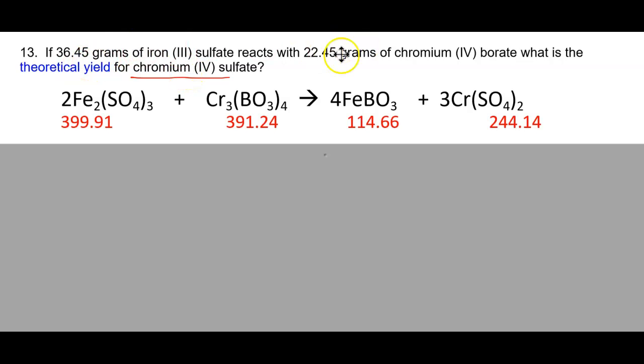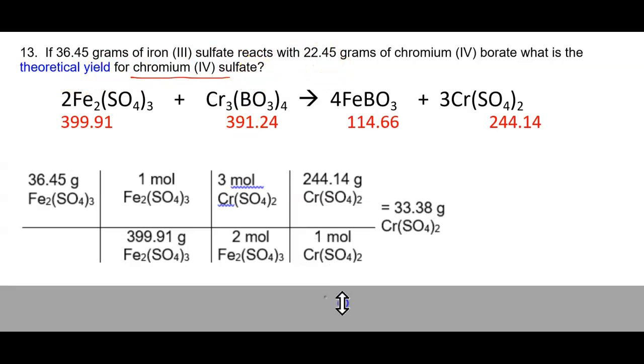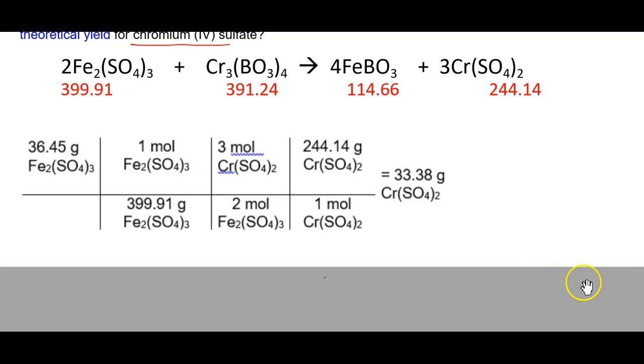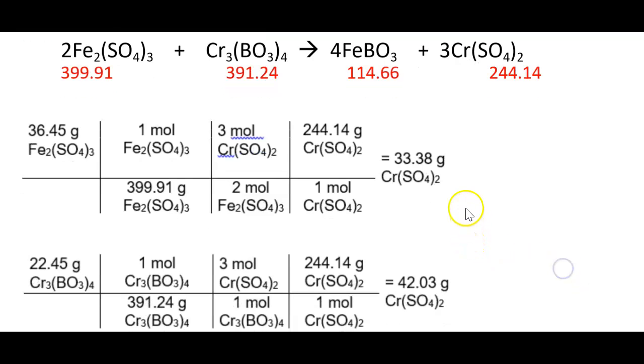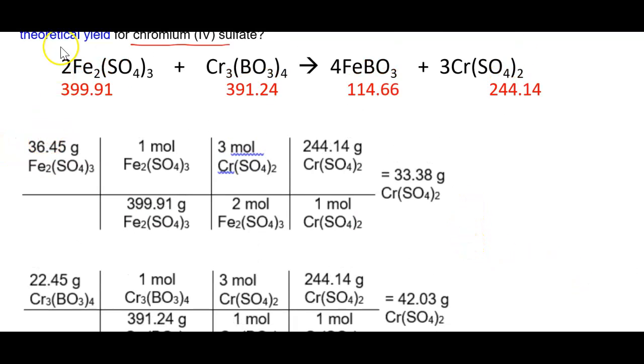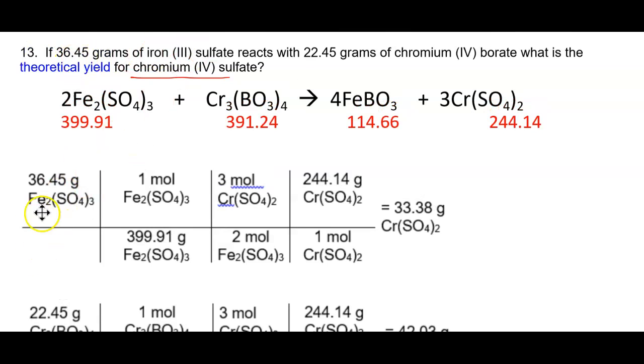Because we're not told what the excess reactant is, or what the limiting reactant is, we must do two grids. So here's my two grids. Taking my 3645 grams of iron sulfate, that's this, and I'm going to chromium sulfate. Why chromium sulfate and not both? Because I specifically asked about the theoretical yield of chromium sulfate.